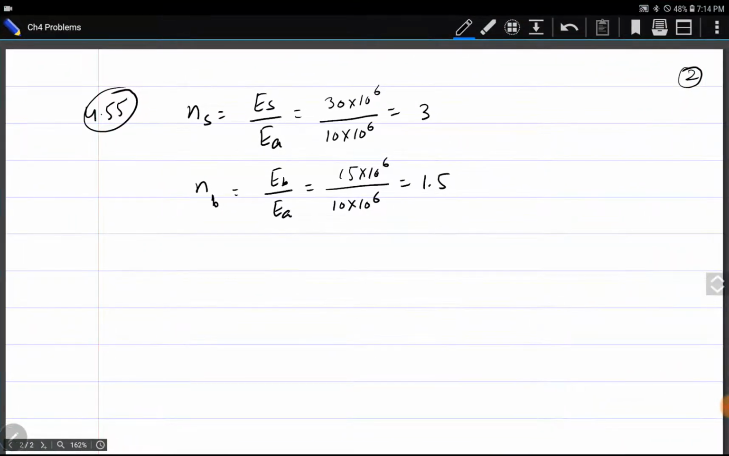So the transformed width for steel, B steel transformed, will be 1.5 into N steel, and B brass transformed will be 1.5 into N for brass. 1.5 is its initial width, and transformed width of aluminum will remain the same. Okay, this will be 1.5 into 3.